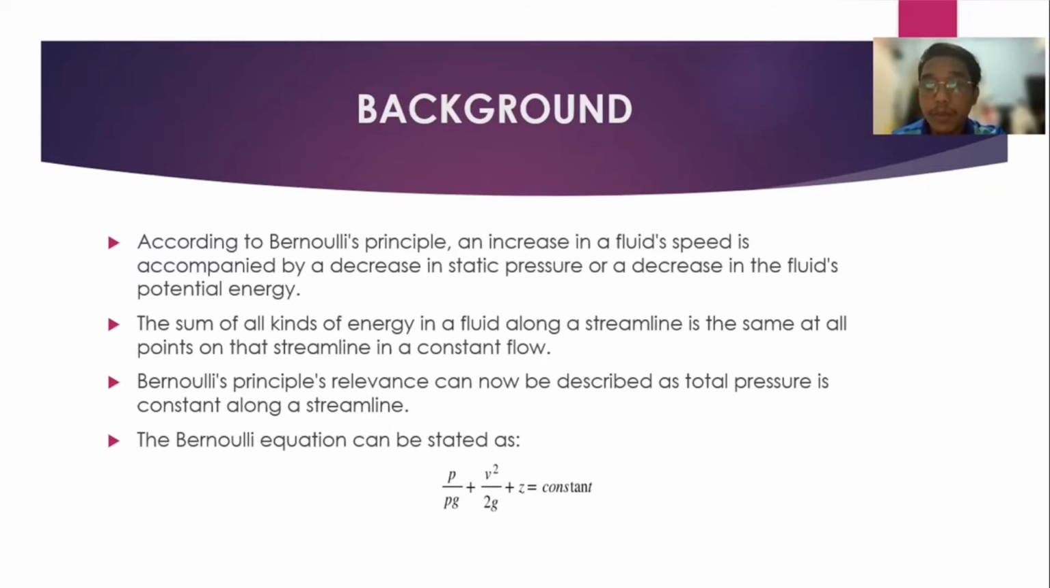The Bernoulli principle can now be described as: total pressure is constant along a streamline. The total pressure on each streamline is the same if the flow is irrotational, and the Bernoulli principle can be described as total pressure is constant everywhere throughout the fluid flow. The Bernoulli equation can be stated as P over rho g plus V squared over 2g plus Z equals a constant.